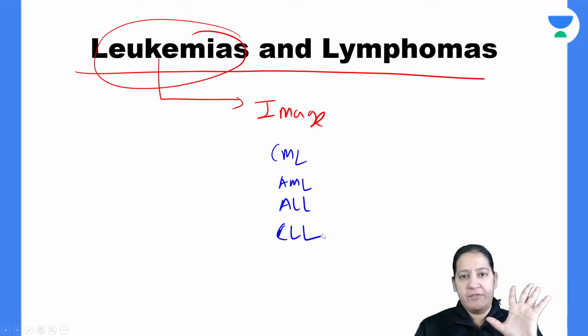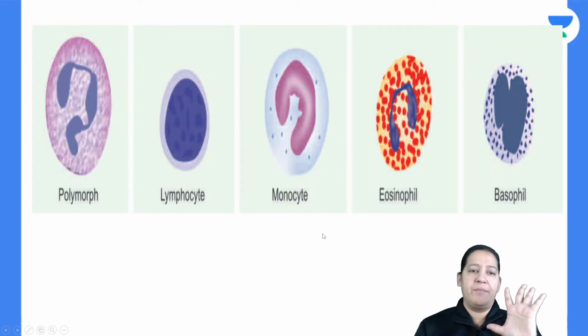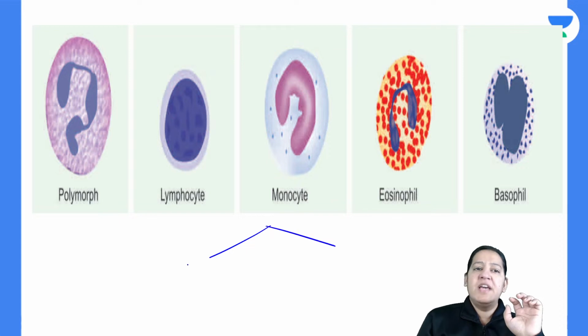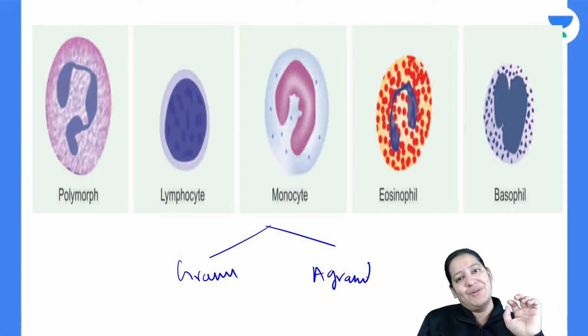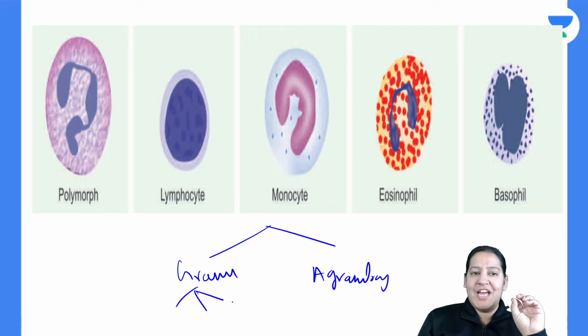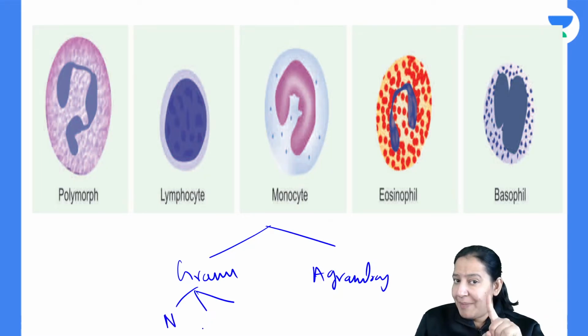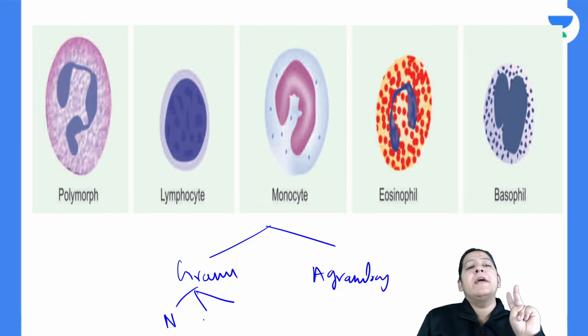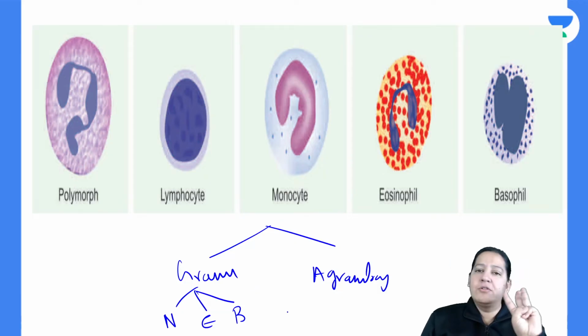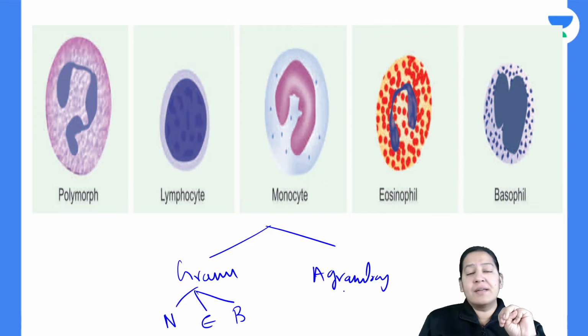There are 5 types of WBC in the human body. There are granulocytes and agranulocytes. Granulocytes are of 3 types, and they are known as granulocytes because they have granules in the cytoplasm. Neutrophils have pink to purple granules in the cytoplasm. Eosinophils have brick red color granules, and basophils have dark blue or black color granules. Agranulocytes are the cells which do not have granules in the cytoplasm, of course.